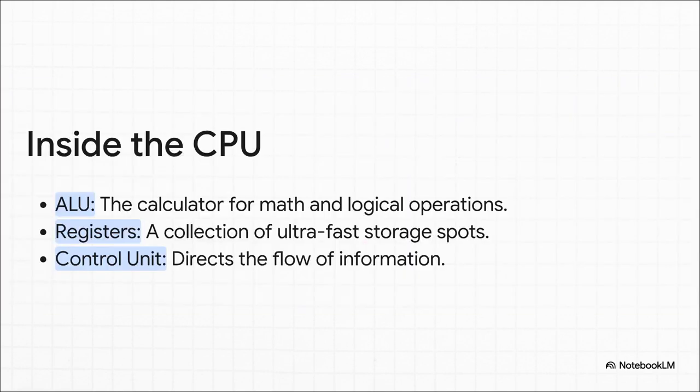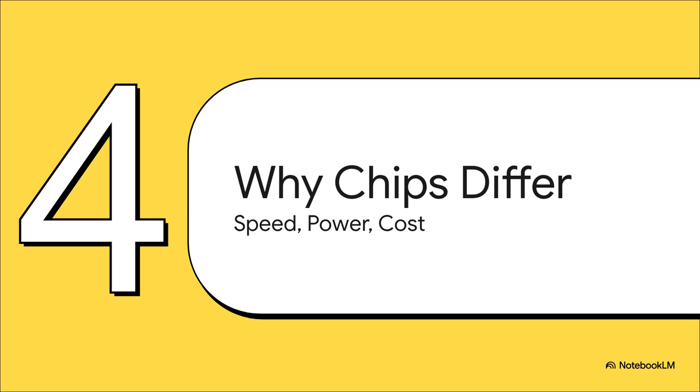Now, inside this brain, there are a few key players. You've got the ALU, the arithmetic/logic unit. Think of it as the super fast calculator doing all the math. Then you have registers. These are like tiny lightning-fast little sticky notes for data the CPU needs right this second. And finally, you have the control unit. It's the traffic cop, directing the flow of information everywhere, making sure that whole fetch, decode, execute cycle runs without a hitch. Okay, but this brings up a really good question.